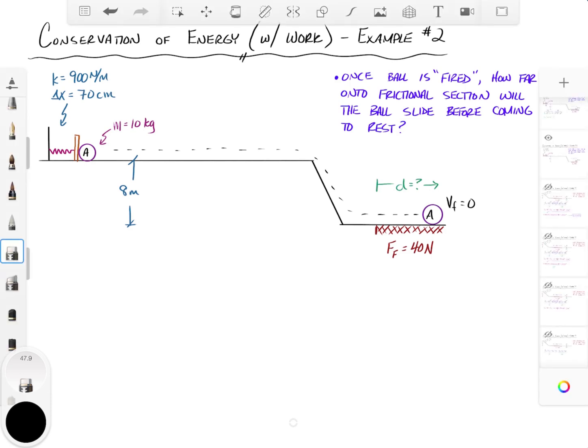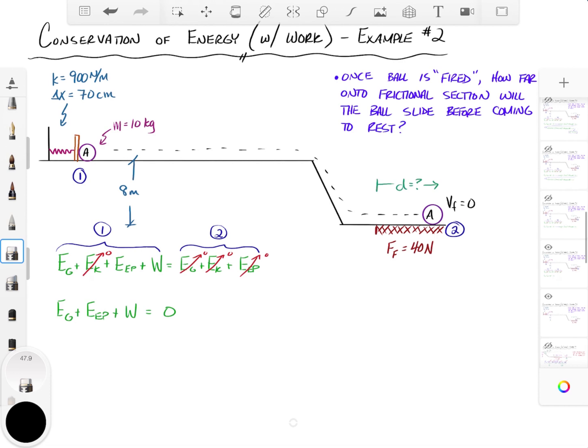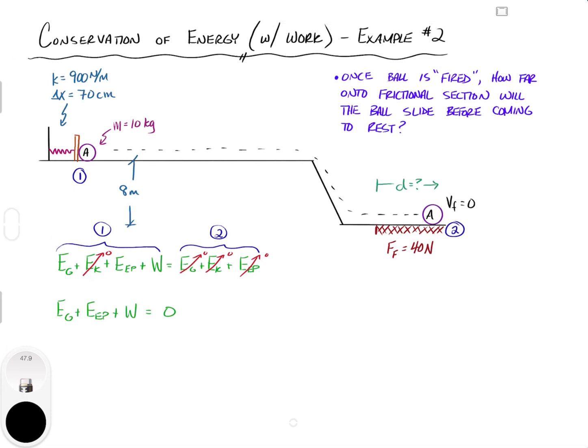So much like we did previously, we're going to start by defining our points and listing out our energies. So I'm going to define point 1 as prior to being fired, and point 2 will be at the end when the ball has literally come to rest and has no forms of energy anymore. So at the very beginning, point 1, we do have gravitational potential because we're 8 meters above our lowest point. Generally, we will assume the lowest point in any scenario, any diagram, will be our 0 potential energy point. So we'll assume that this has gravitational potential due to that height.